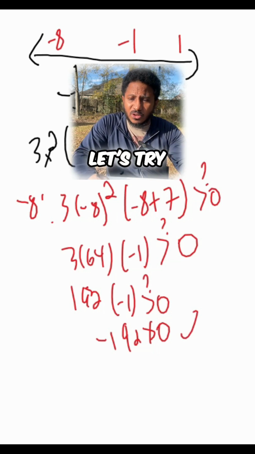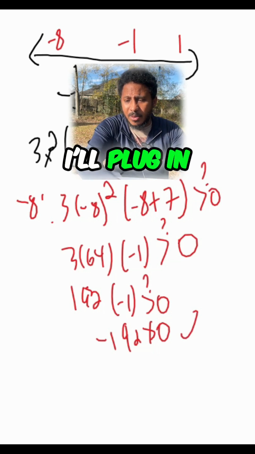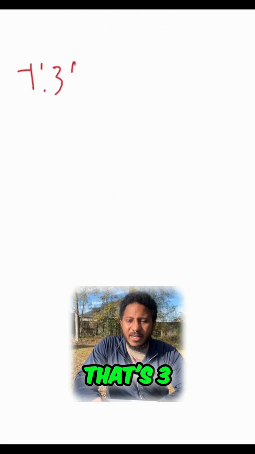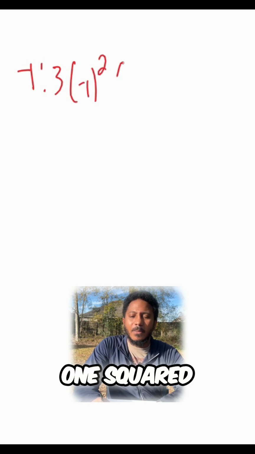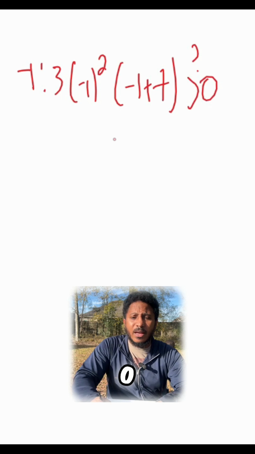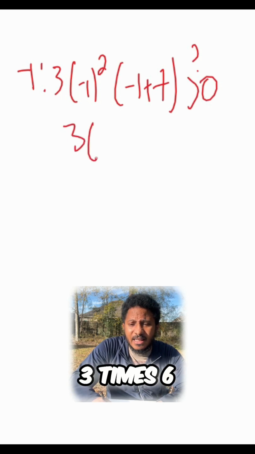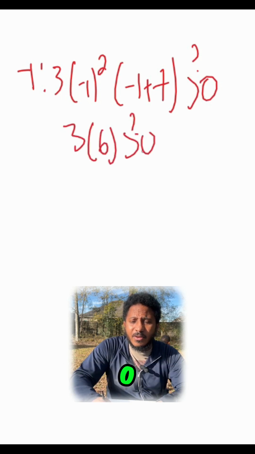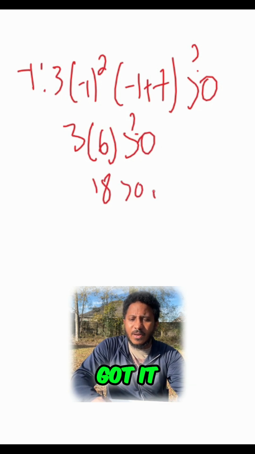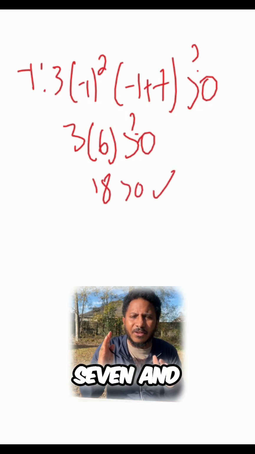Let's try some more. Let's try plugging in negative 1. That's 3 times negative 1 squared times negative 1 plus 7. Is that greater than 0? That just gives me 3 times 6, which is 18. Yep, 18 is greater than 0. So that checks out. So the numbers between negative 7 and 0 work.